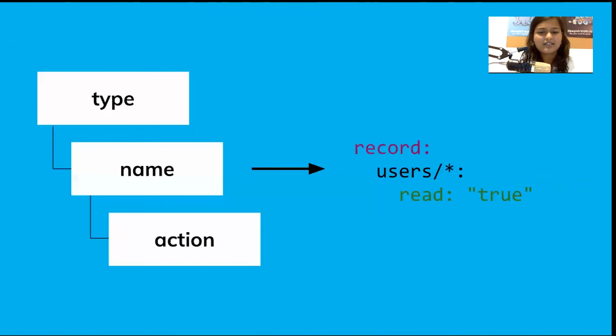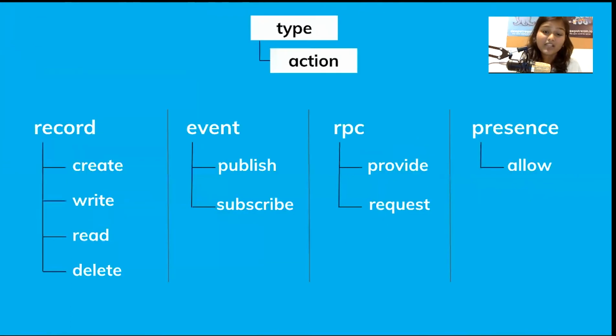It sounds vague, it sounds very easy, and does not sound so powerful. Is that what all permissions do? Let's see how powerful it is and what all you can do with the permissions. Before that, as I mentioned, there are 4 different types that you can write permissions for. And within record, you can write permissions to decide who gets to create records, who gets to write, read, and delete records. For events, you can decide who gets to publish and subscribe to events. For RPCs, you get to decide who gets to provide an RPC and who gets to request it. And in presence, you can decide who gets to allow presence.